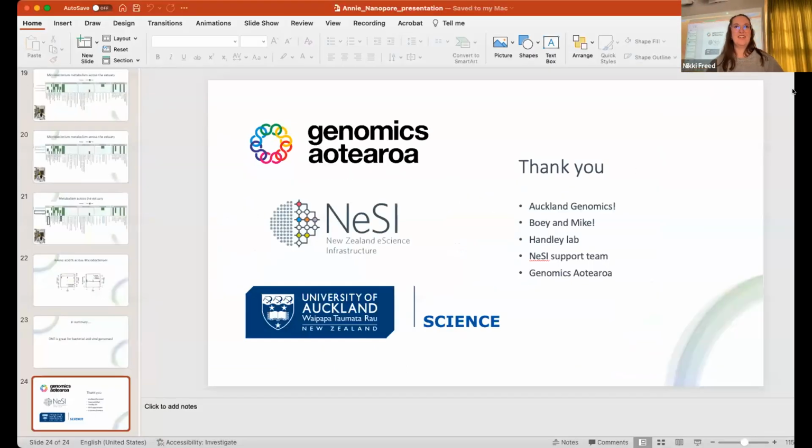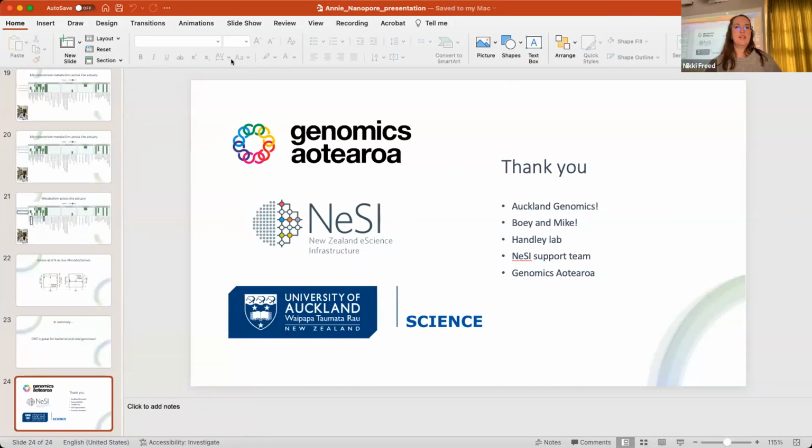What program did you use for that last tree with the stars? That was with iTOL. We ran GTDB on our genomes, and then you get the tree alignment from that.